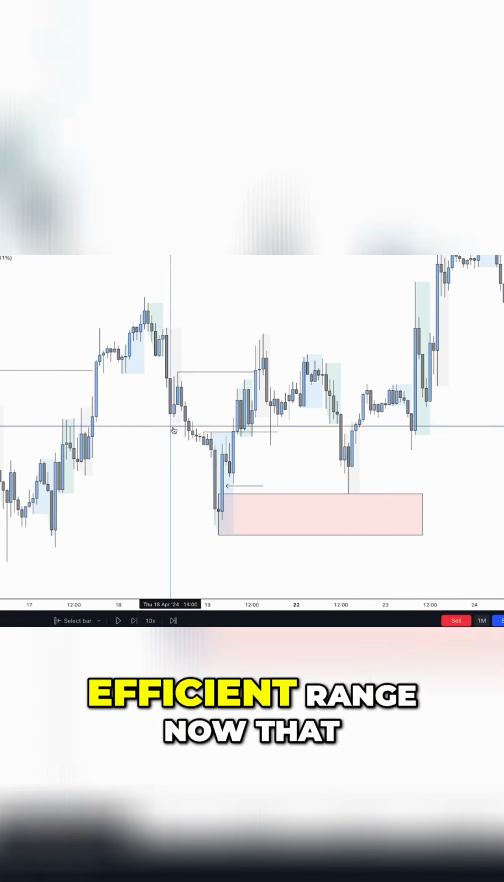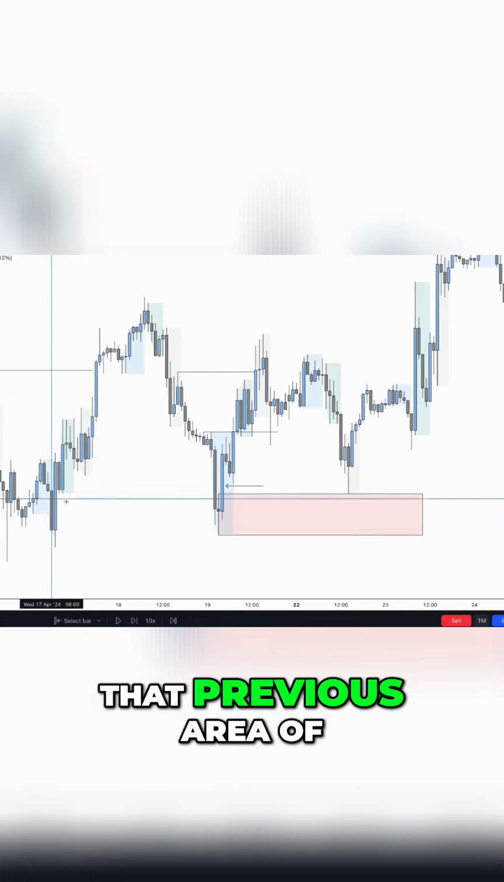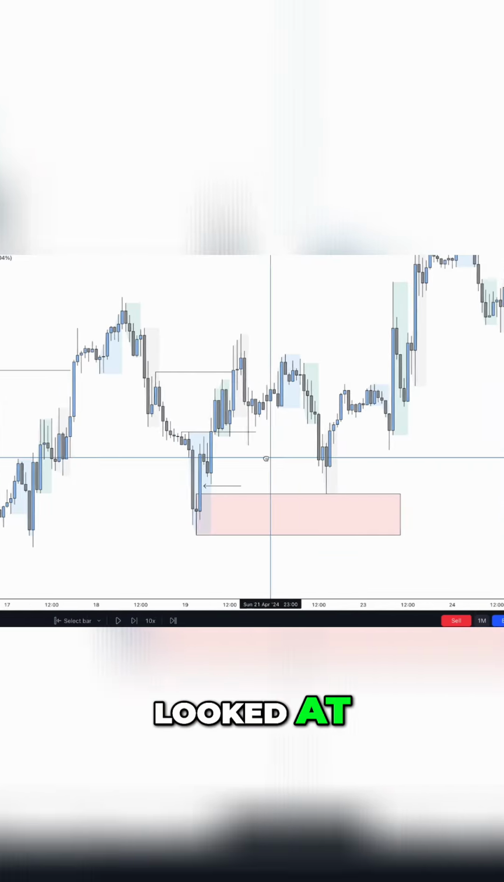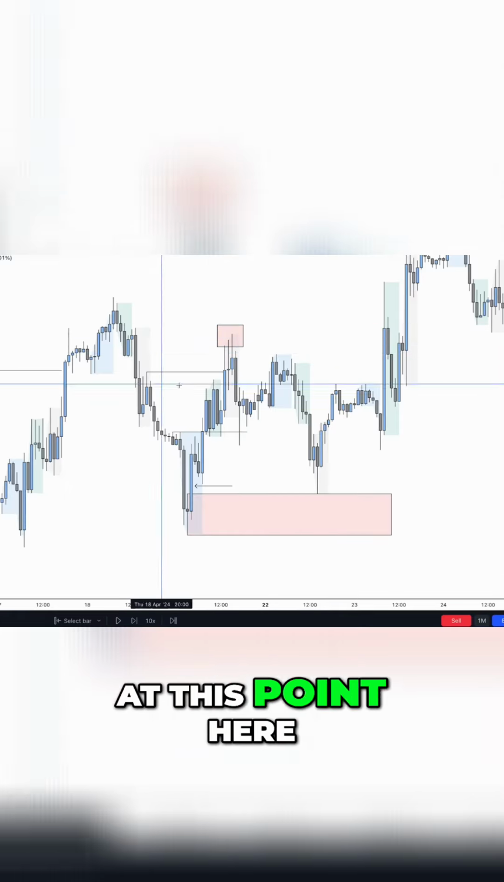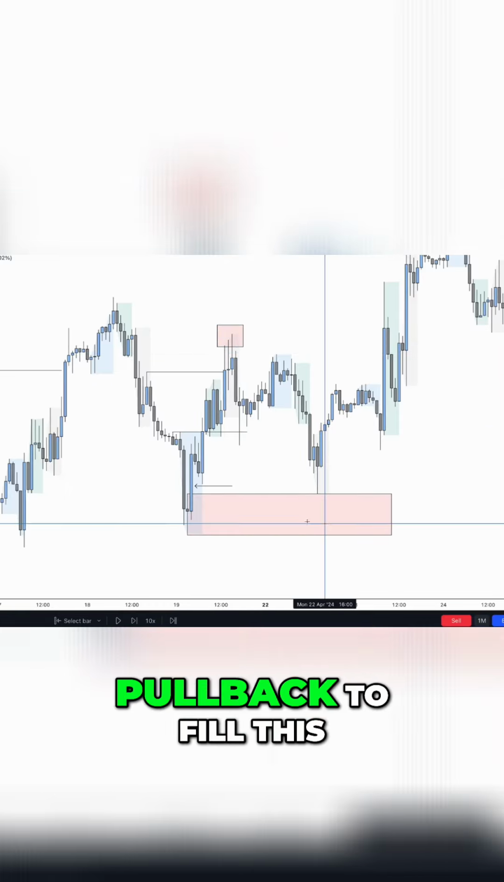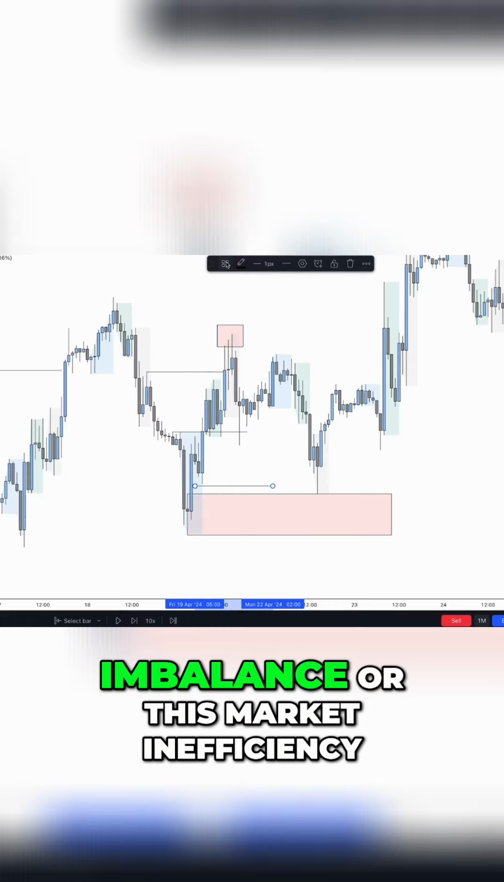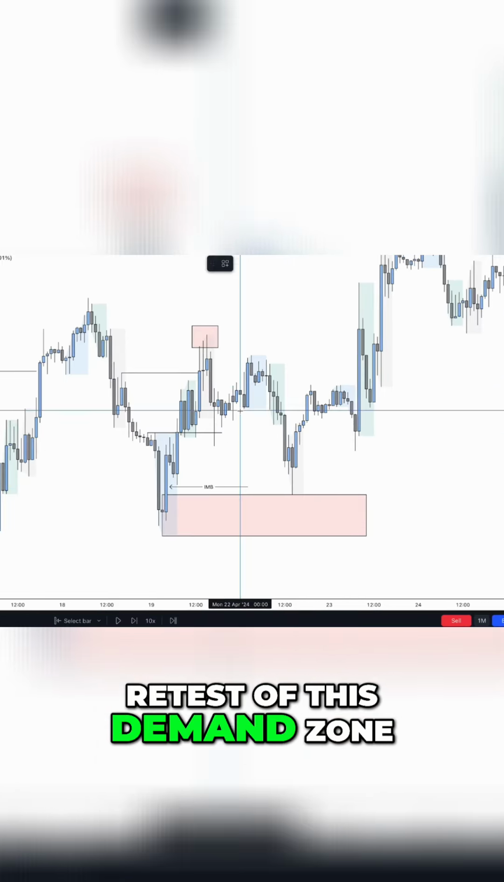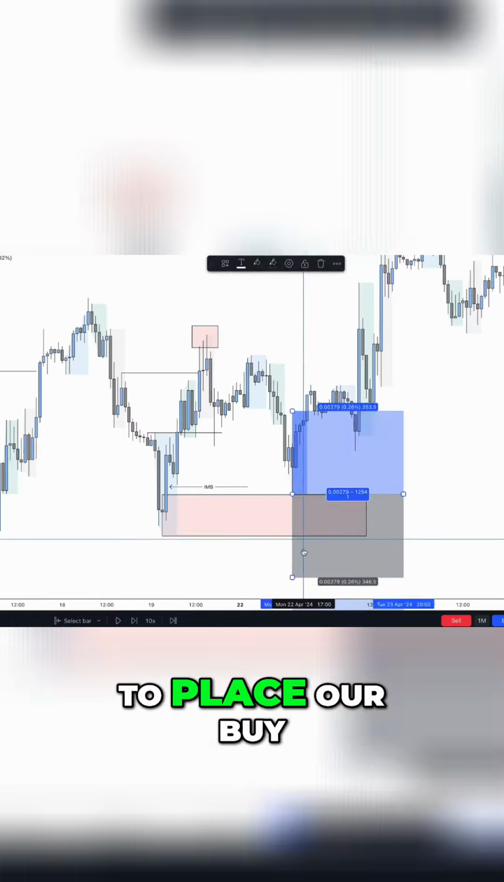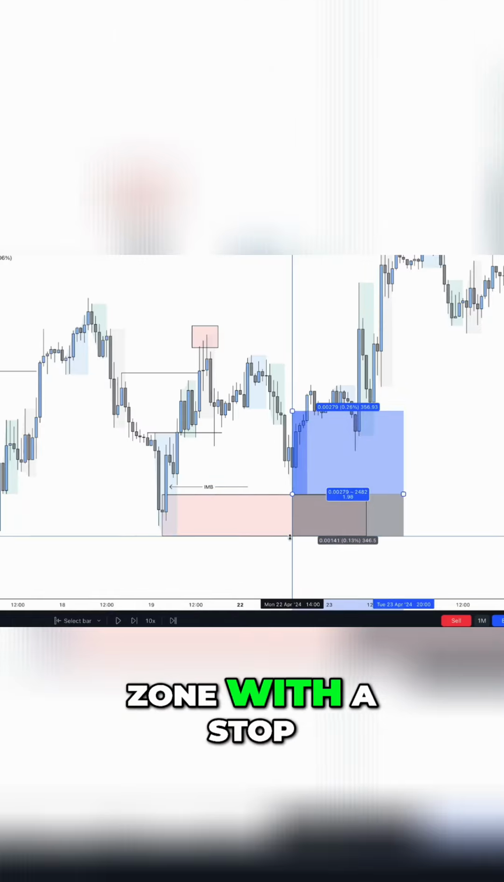So we have an efficient range now that the market has filled that previous area of demand that we just looked at. We've had a lower time frame shift in structure, forming higher highs at this point here. We've then had a pullback to fill this imbalance, or this market inefficiency, and we've had a retest of this demand zone.